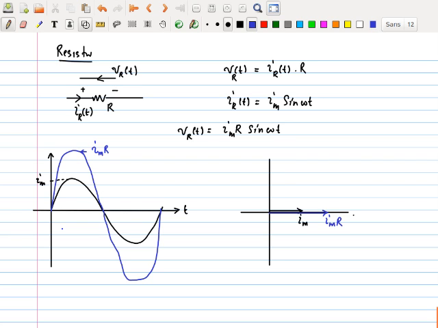We have drawn the resistor. We have shown how to apply the equation, and you got an expression for it. We also showed how to draw the magnitude versus t, so we get an idea of what these waveforms look like. Then we have also drawn what is known as the phasor diagram.